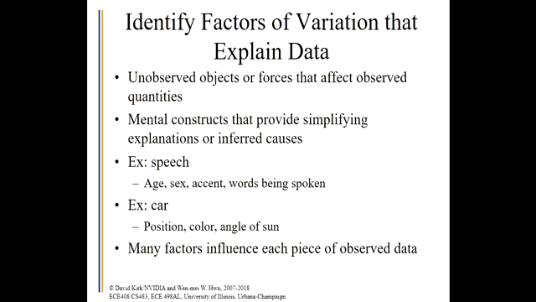So that's why we're going to identify these factors of variation so that we can explain the data that we have. So this explainability is actually a very, very important part of all these approaches. So when we have an unobserved object or the forces that affect the observed quantities, then humans use some kind of mental process to explain, right?